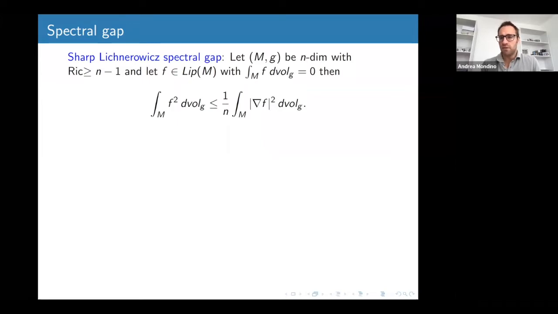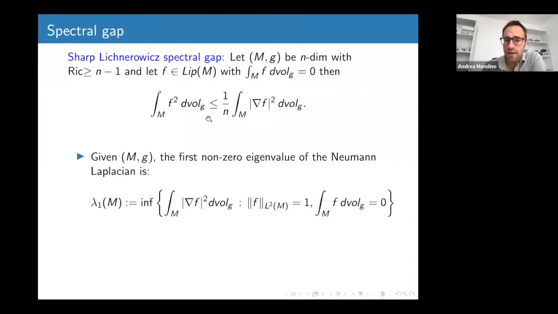The Lichnerowicz spectral gap says the following. So you have an n-dimensional Riemannian manifold with Ricci bounded below by n minus one, and fix a Lipschitz function f on the manifold with null mean value. Then you can bound from above the L2 norm squared of the function with one over n times the Dirichlet energy of the function. Of course, one can interpret this Poincaré inequality in terms of a spectral gap. And how? Well, because the first non-zero eigenvalue for the Neumann Laplacian is, by definition, the infimum of the Dirichlet energy among all functions with L2 norm equal to one and with null mean value.